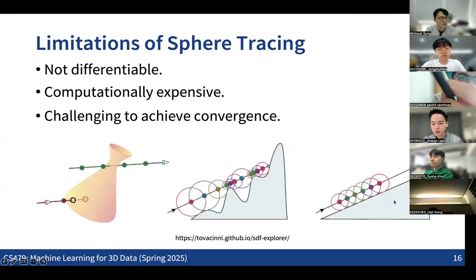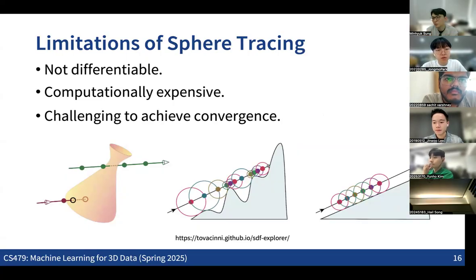Also, there are a bunch of limitations. The first problem is that there is a repeating process, where we are advancing along the ray by the distance that we are querying. This kind of advancing process is not differentiable. So how we can make it differentiable is one big problem. There are some ideas for how we can make it differentiable, but they still have some issues. So that's one big problem.